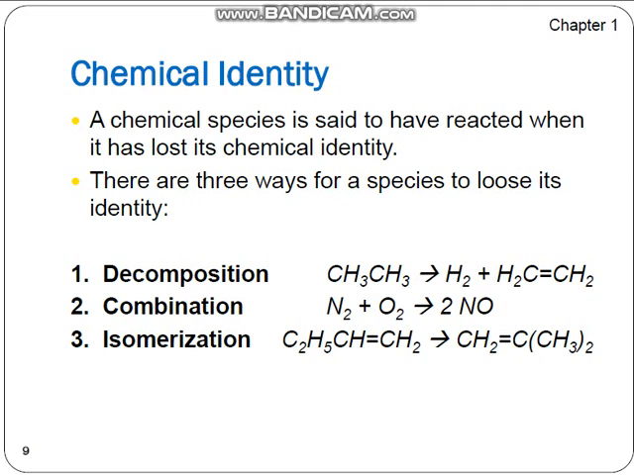And in the next one we have a combination reaction where two different molecules combine and form nitrogen oxide. And then there is the third part where we see that the arrangement of the atoms has changed, but the number and the type of atoms is the same. This is called isomerization.